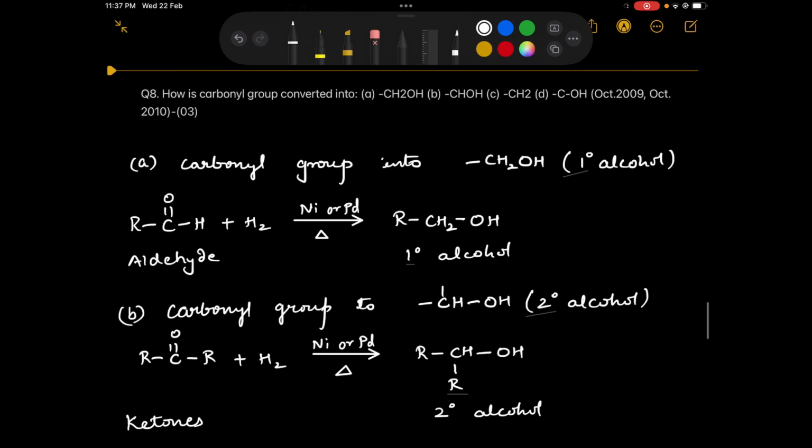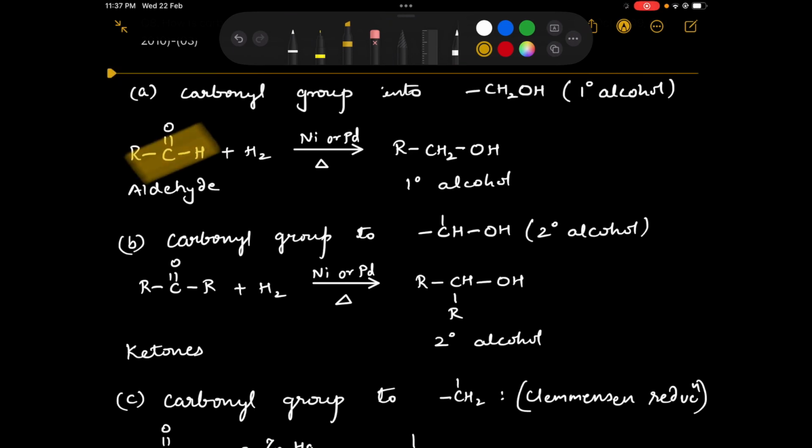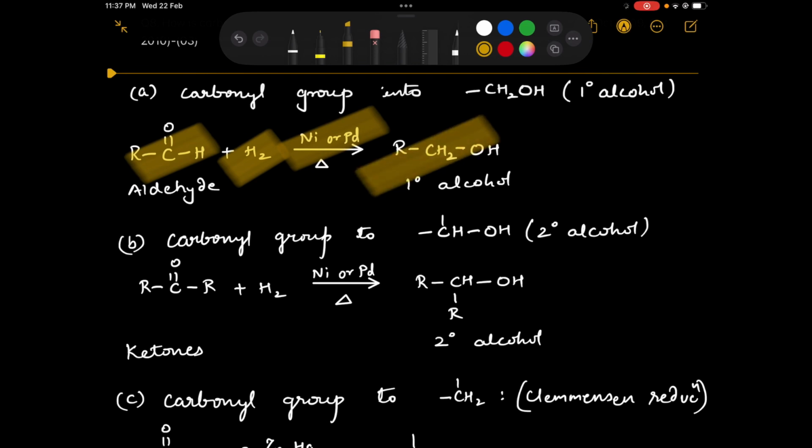How is the carbonyl group converted into CH2OH, CHOH, CH2 and COH? Let's start with the first one. Carbonyl group into CH2OH, that is a primary alcoholic group. So how do we get a primary alcoholic group? If aldehydes are being reduced, we treat them with hydrogen gas in the presence of nickel or palladium, and what we get is a primary alcohol.